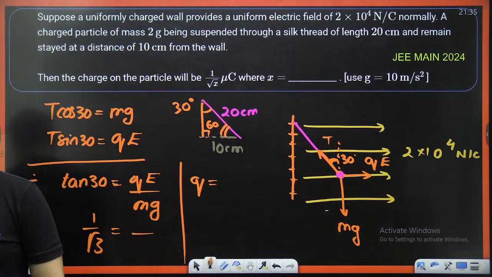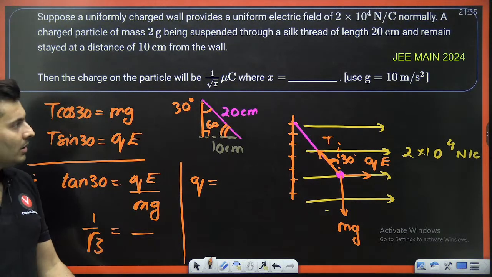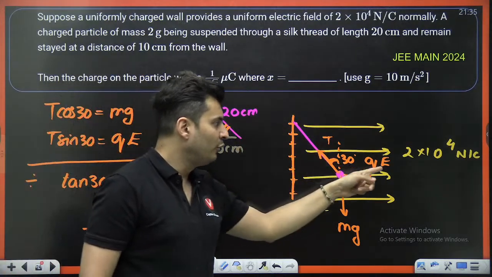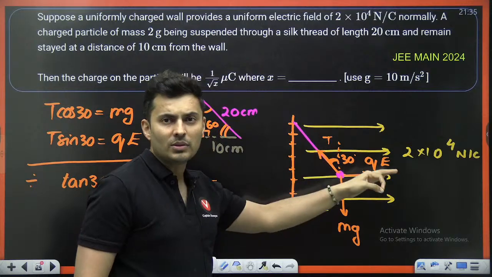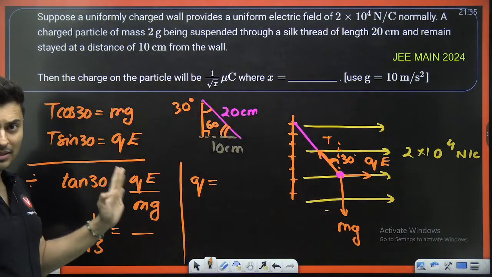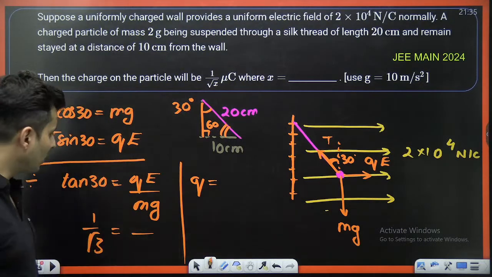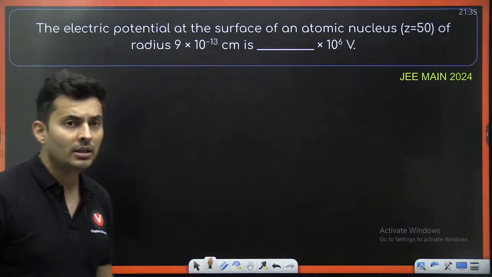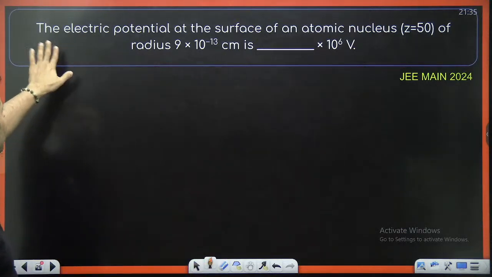Is that okay? Understood? Clear how to solve this question? So, it involves free body diagram. It involves the concept that force on a charged particle is Q into the field. And once you know the free body diagram, balancing the forces. This has been particularly asked. This model has been repeated many years. So expect a similar model in the coming shifts in April attempt.